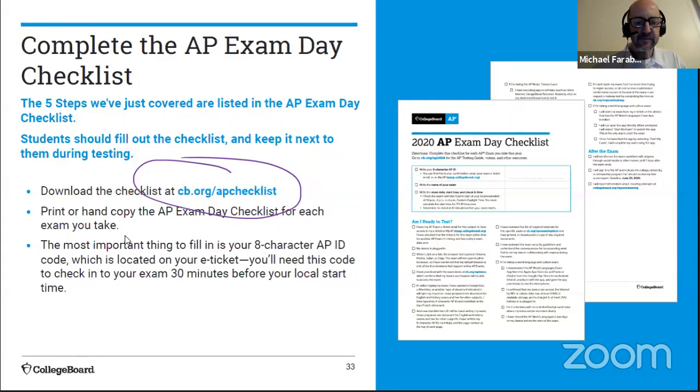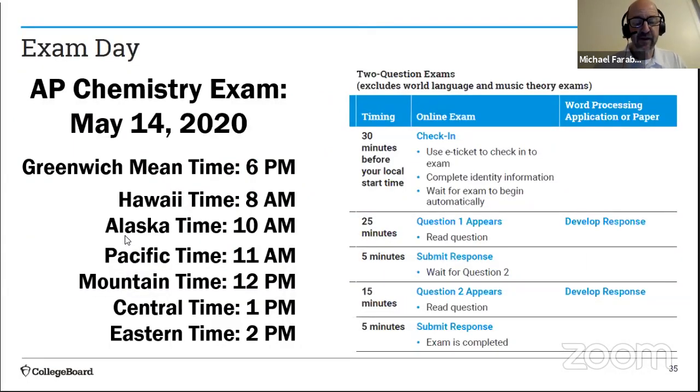So on May 14th, that is the date of the AP Chemistry exam. So here I am on the East Coast. That would be at 2 o'clock in the afternoon. If you're located in the other end of the country in California, that would be 11 a.m. But again, there's a variety of times. You can figure out your time zone and where that would be.